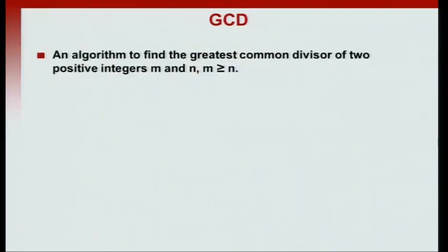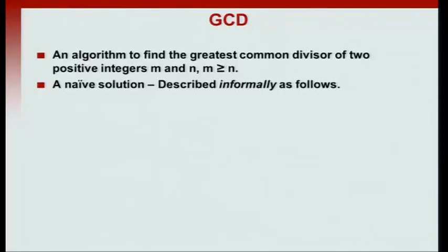Okay, the algorithm is for finding the greatest common divisor, or the highest common factor. It's known under two names, of two positive integers m and n. So this is an algorithm you probably know. How do you solve this? Let's first try a naive solution, and before writing an algorithm, let's see what I mean by the simple solution of GCD. So you are asked to find the greatest common divisor of m and n.